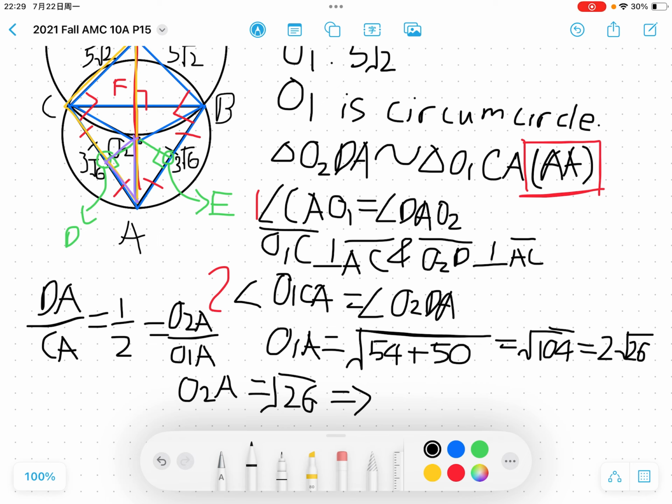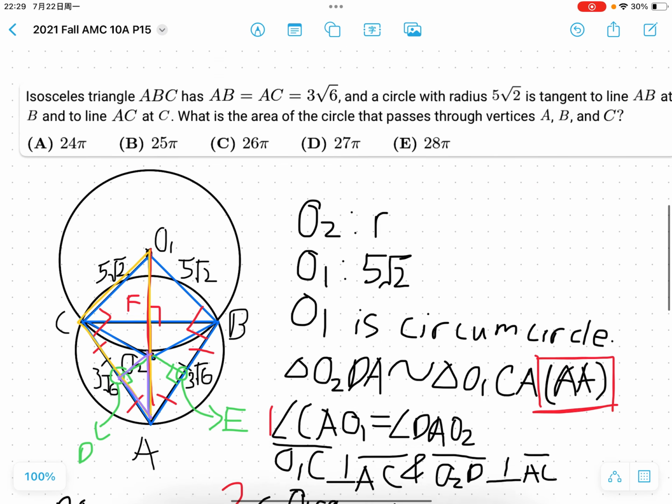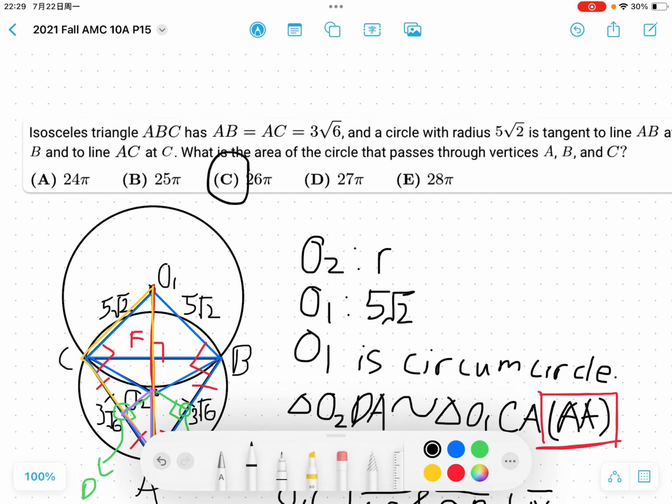So if we have this, then we have pi r squared. R is root 26. Root 26 squared is 26. We have pi r squared, the area, to be 26 pi. So we're going to choose C for our answer, and this also demonstrates it's important to check our calculations to avoid simple but crucial mistakes like the one I just made.